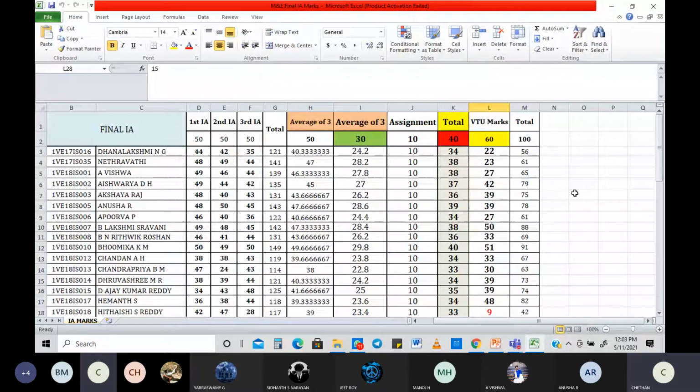Whatever you see when it comes to your Excel itself. This is a marks. Just go here. Whatever you see is your internal marks, the internal marks of your 5th semester.